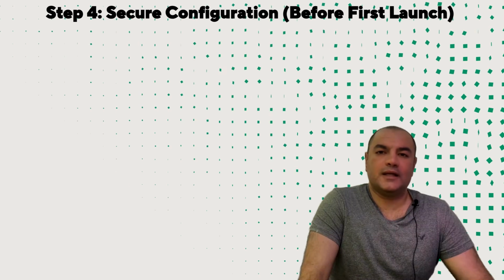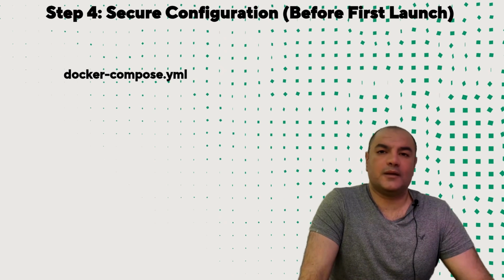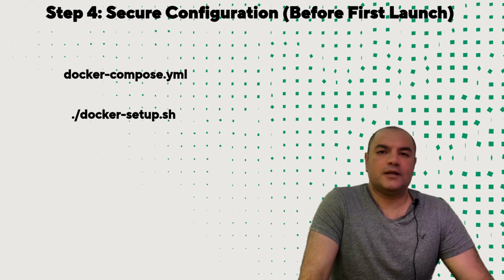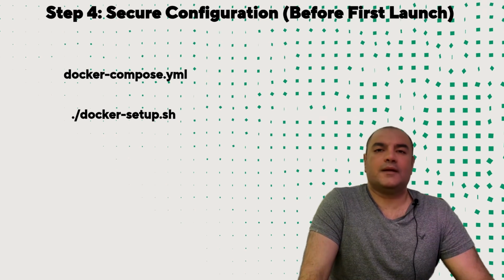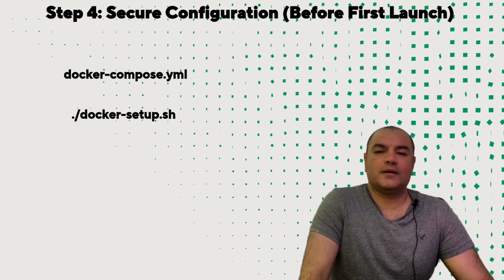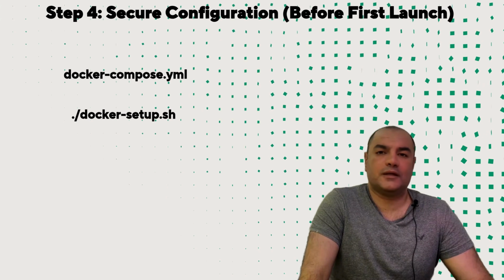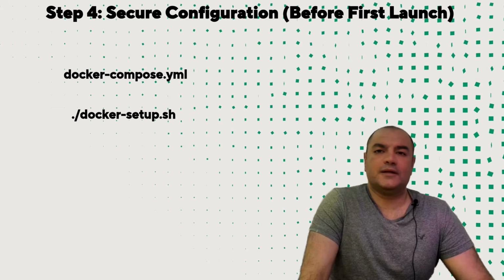Since we are manually editing docker-compose.yml, do not run docker-setup.sh again in the future. It will overwrite your security flags. If you update OpenClaw, just git pull, rebuild the image, and keep your modified config.